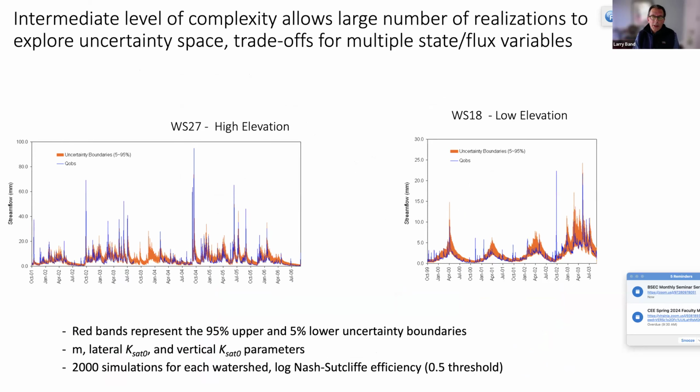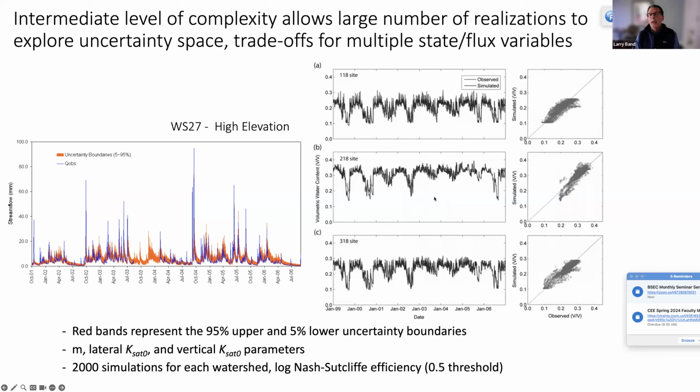Compared to ParFlow, it's an intermediate level of complexity, which means that it will run faster, so we could run a much larger number of realizations to explore uncertainty space, and then trade-offs between different state and flux variables. For a high elevation and a low elevation site, this is now in the Coweeta long-term ecological research site in the Southern Appalachians. We're showing both the observed discharge and then also the uncertainty space for that.